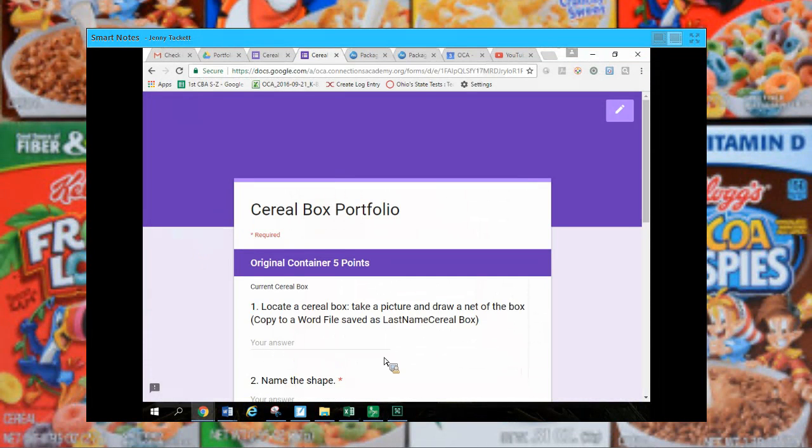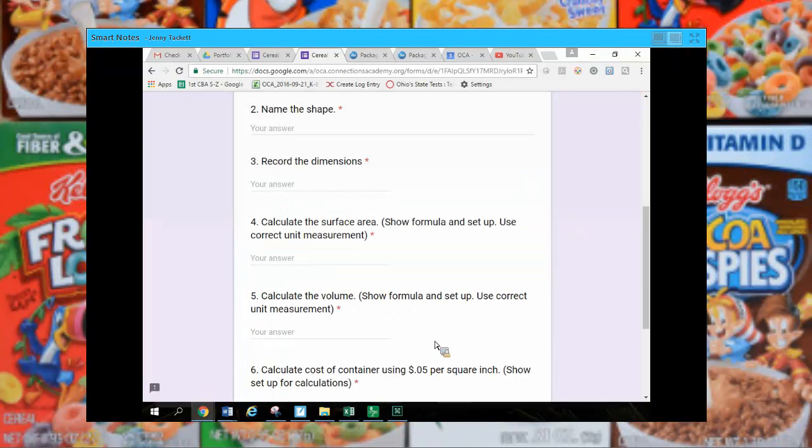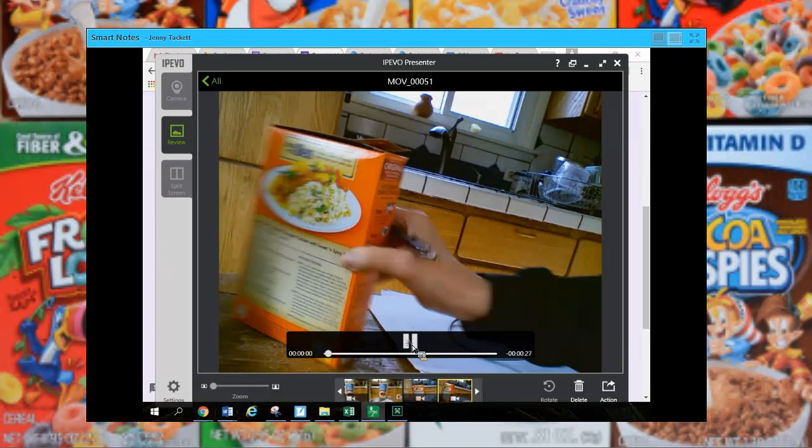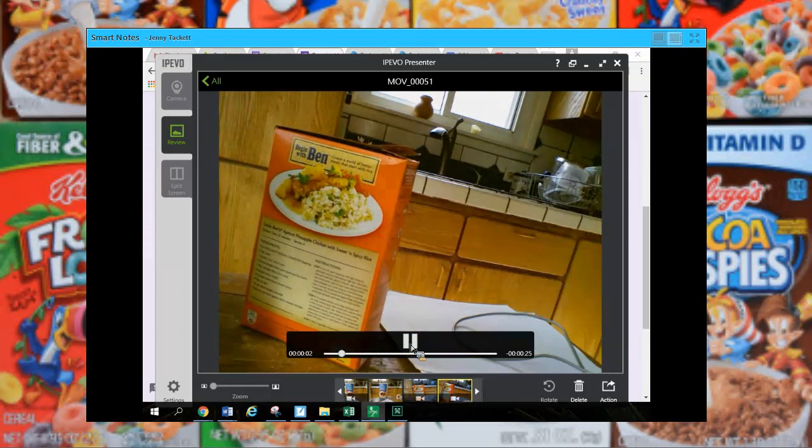Done. Next, I have to name the shape. Well, this polyhedron is a rectangular prism. Now I have to record the dimensions. So I get my box out and I measure it.